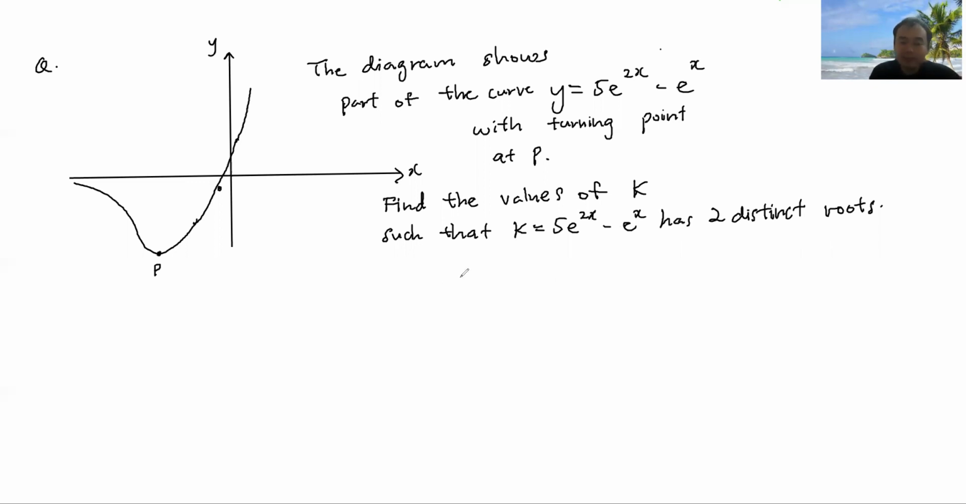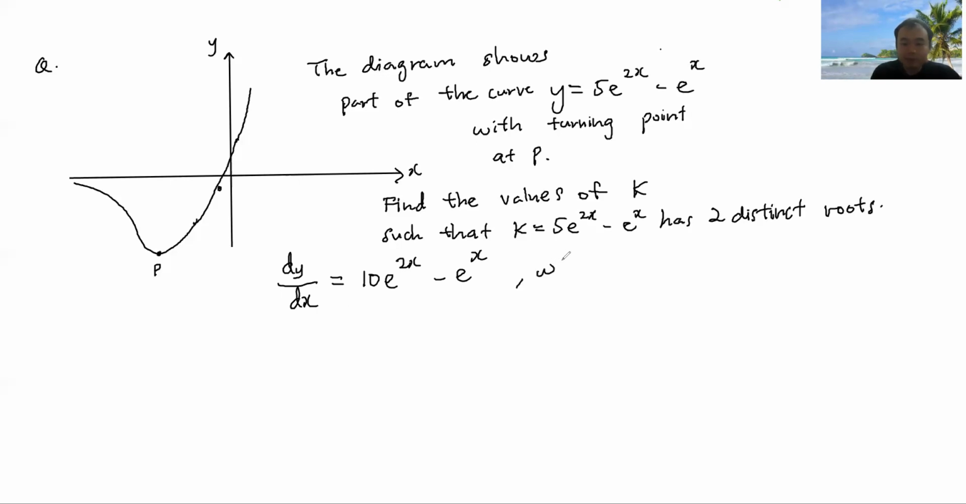So basically, what are we really trying to find? We're trying to find horizontal lines that will intersect the curve two times. In order to do that, we have to find the coordinates of P first. So I will need to do dy/dx. Differentiate this, you get 10e^2x minus e^x. The turning point will occur when dy/dx is equal to 0.